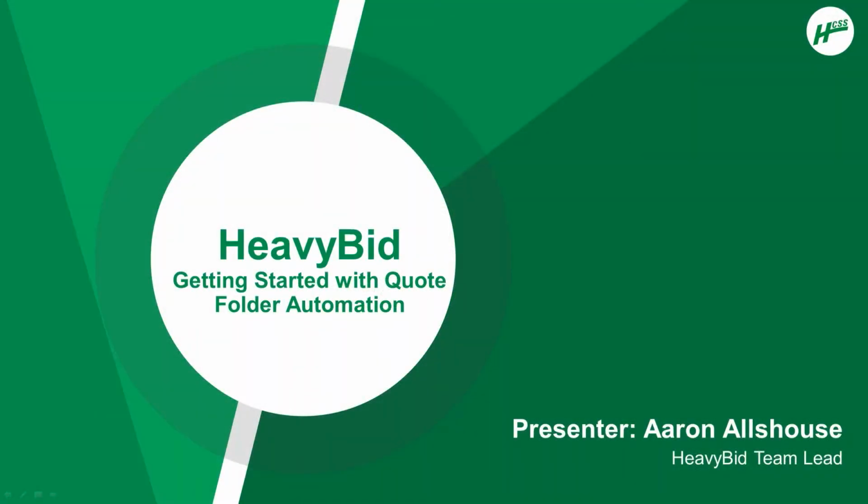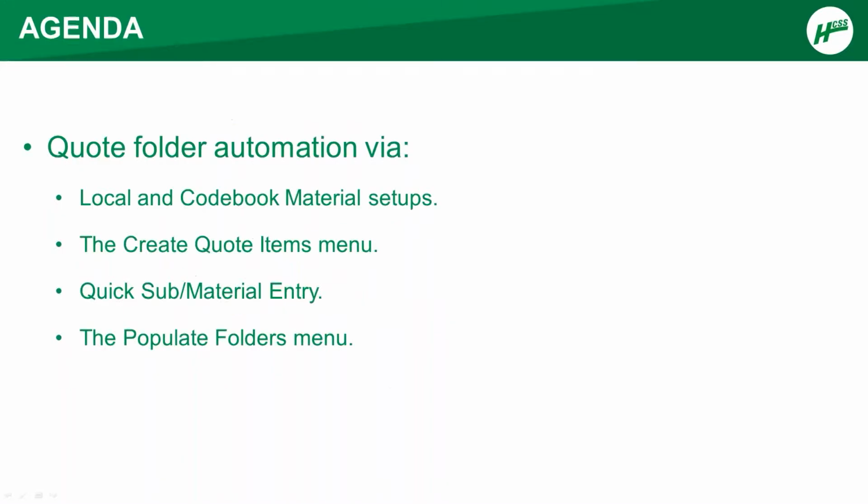Today we are going to be covering getting started with quote folder automation. The basic outline of the class is going over the 4 basic automation steps. That is local and codebook material setups, creating quote items from the bid item setup menu, using the quick sub material entry, and then finally the populate folders menu.